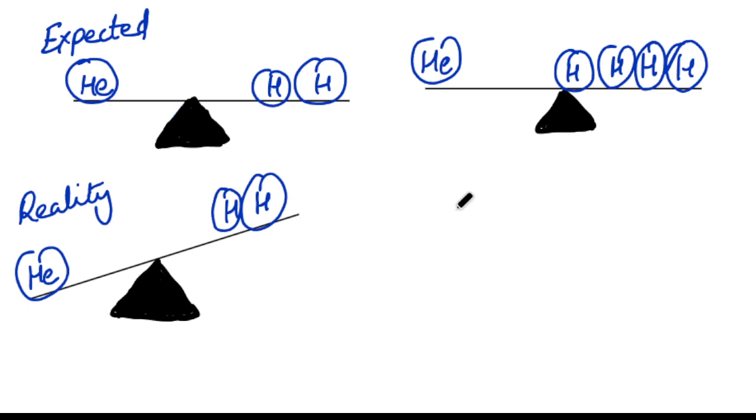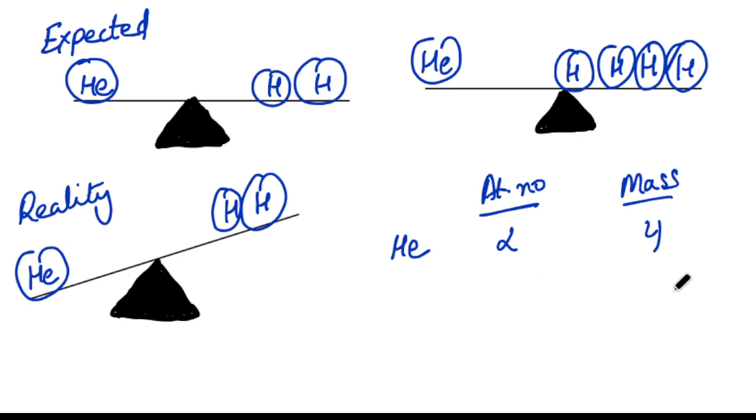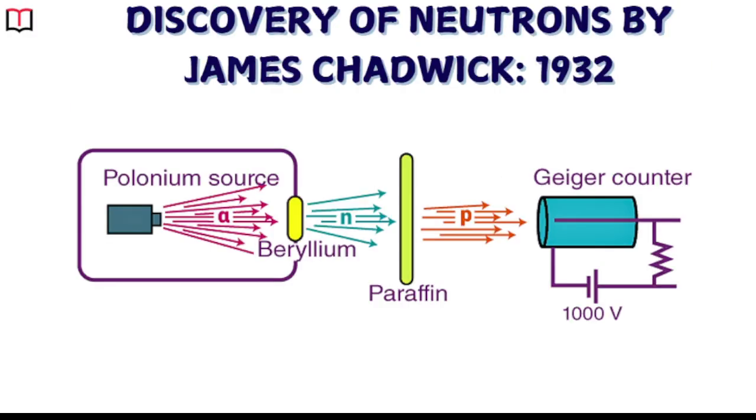How is this possible? If I say the atomic number for helium is 2, but the mass number is 4. How is this possible? They didn't know that. So now James Chadwick in the year 1932 performed an experiment to observe what is happening over here. So let's see what the James Chadwick experiment was.